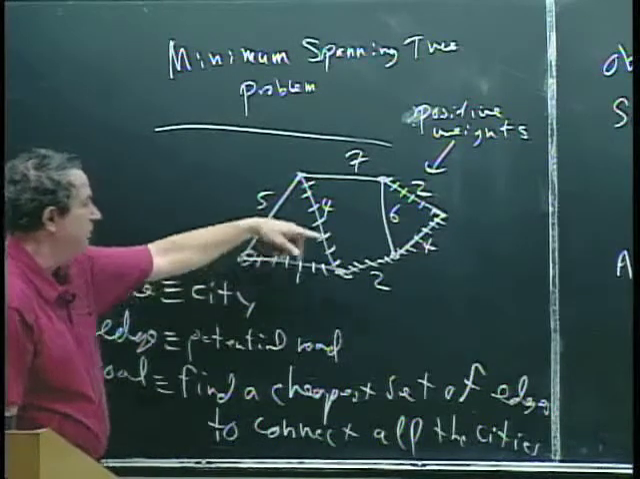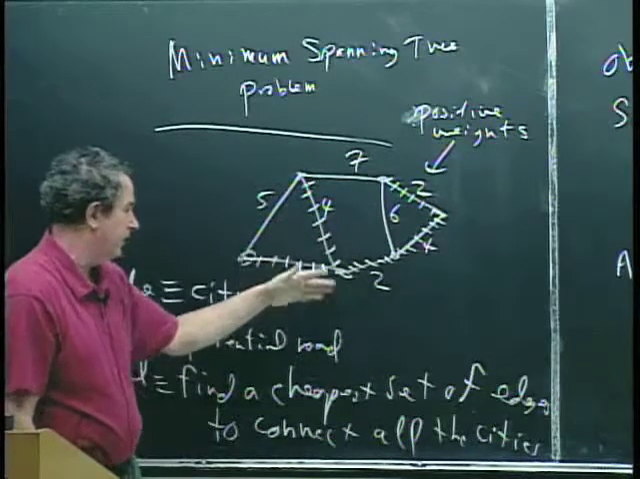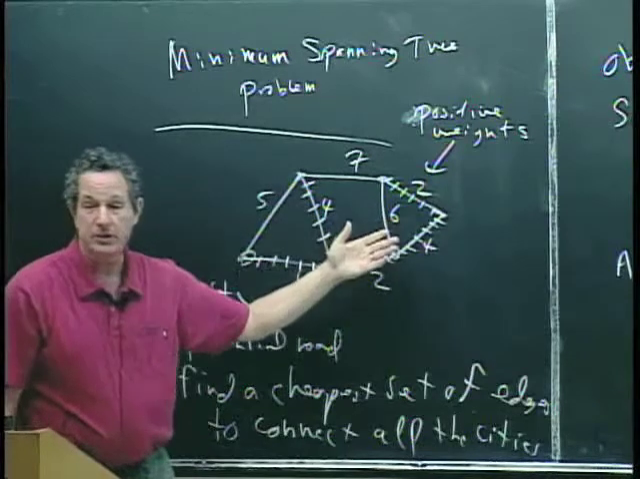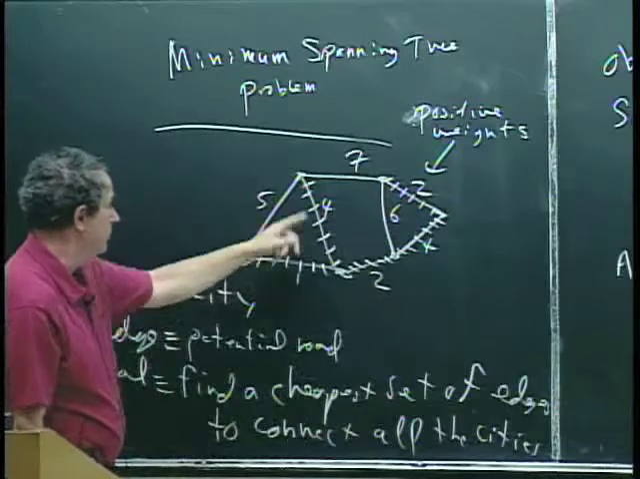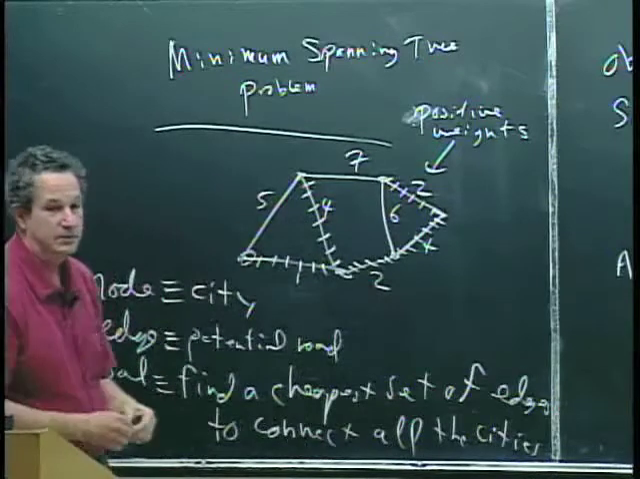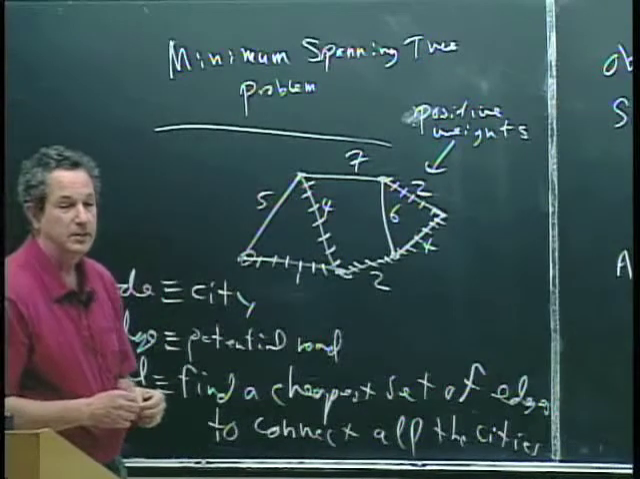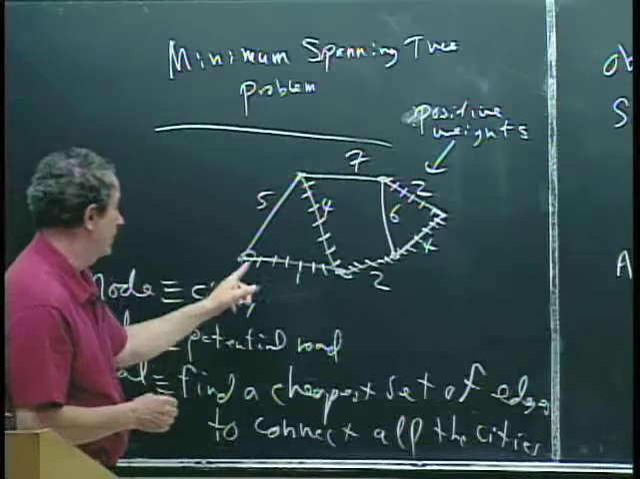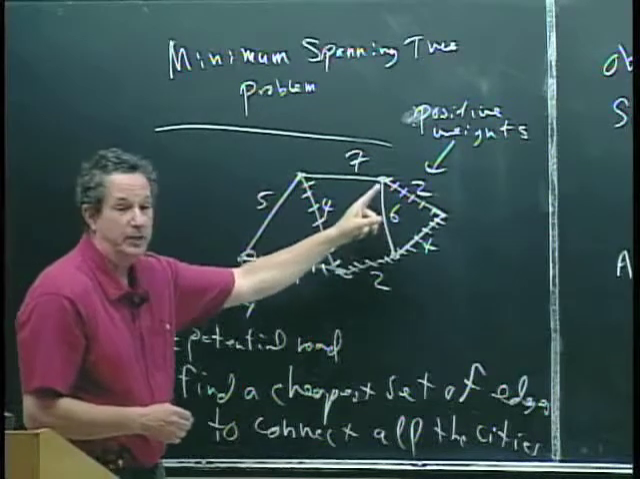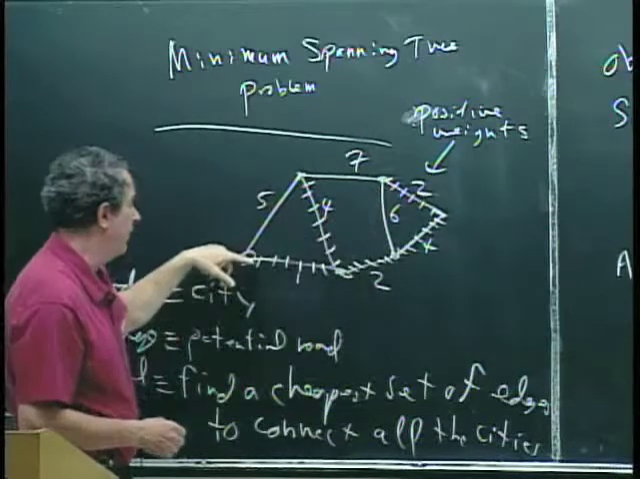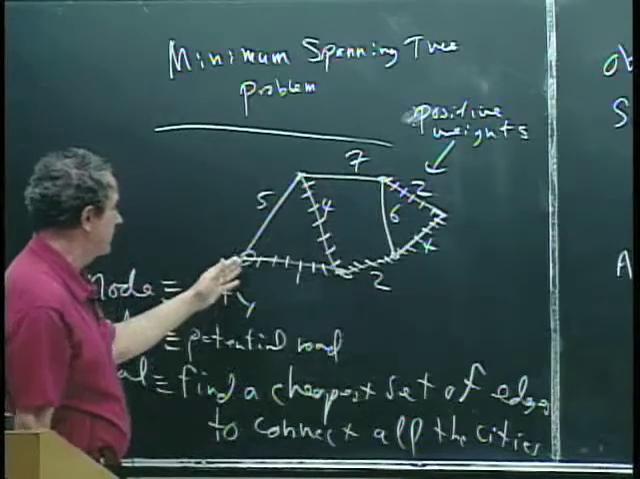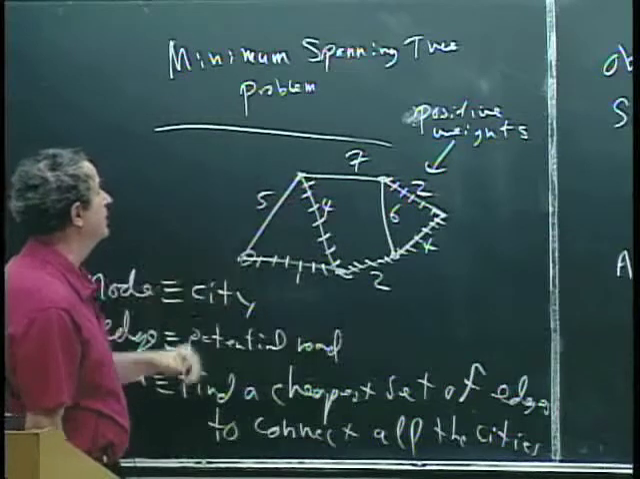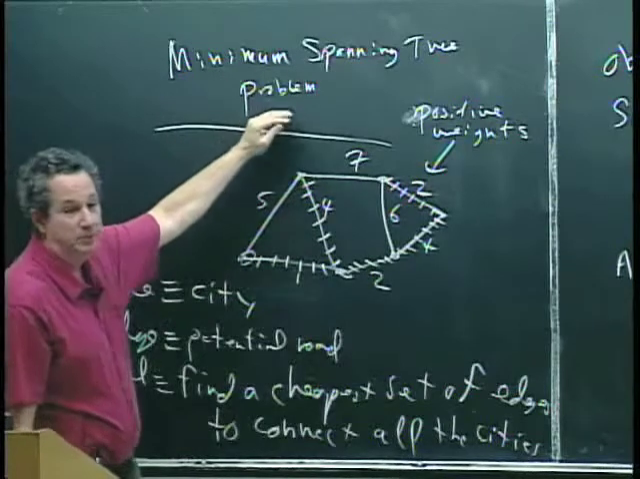And what's the form of this? If the hashed edges are the ones that are in S in the optimal solution, what is the form of that solution? It's a tree. Okay? The set of hashed edges forms a tree, and in fact it connects all the nodes together. Well, that was a requirement, so that's what's called a spanning tree, and that's why this problem is called the minimum spanning tree problem.